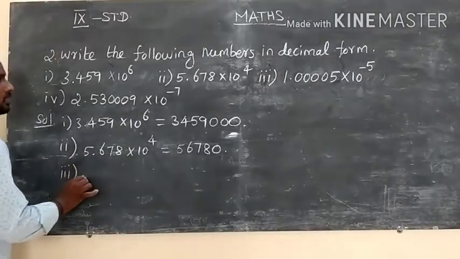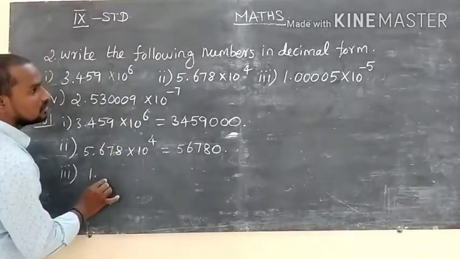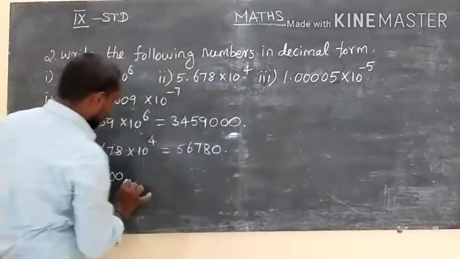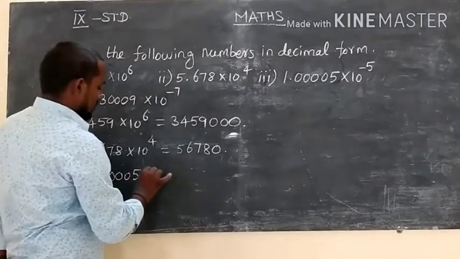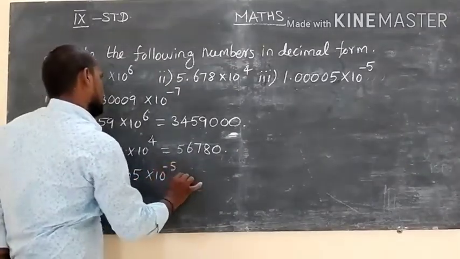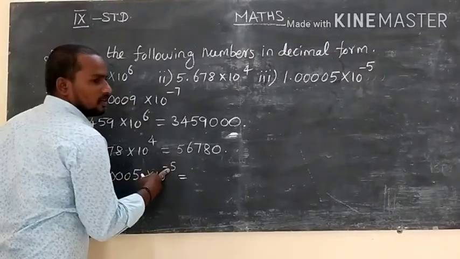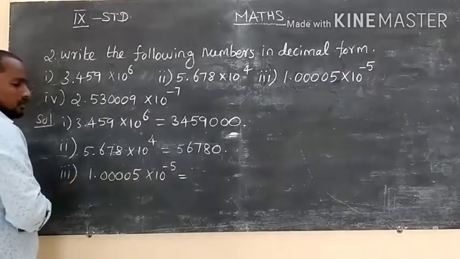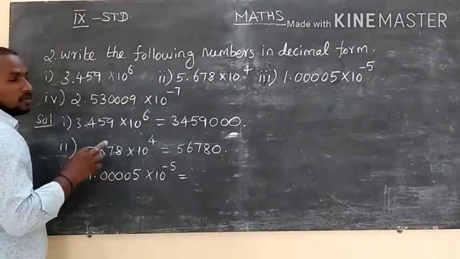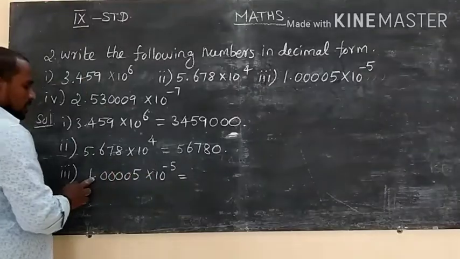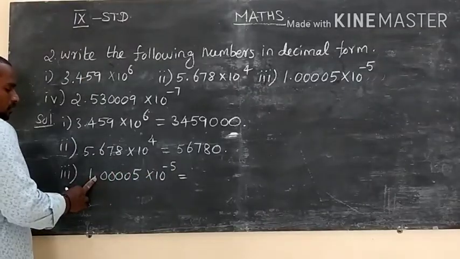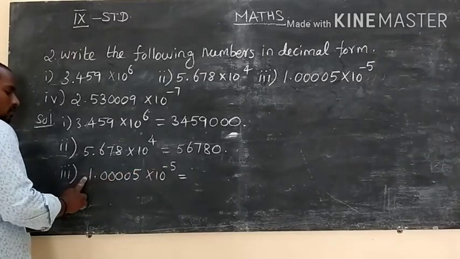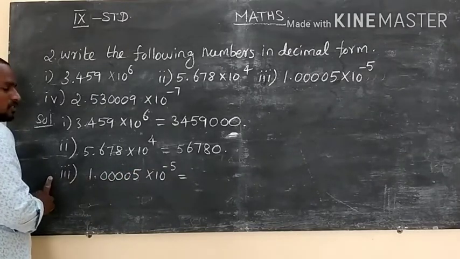Then the third question, 1.0004 into 10 power minus 5. So negative exponents: when you get the scientific notation, making the shifting right to left. Okay, right to left. It's a reverse form of scientific notation. Don't forget. Okay. See here the decimal point is shifting 5 places because of minus 5. So this is 1. Then the remaining 4 numbers are 0.